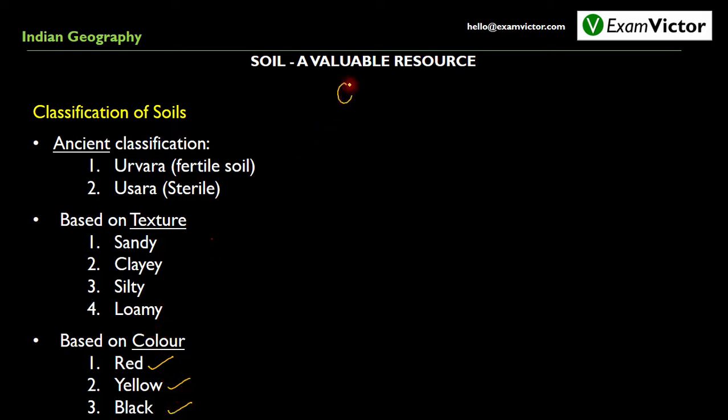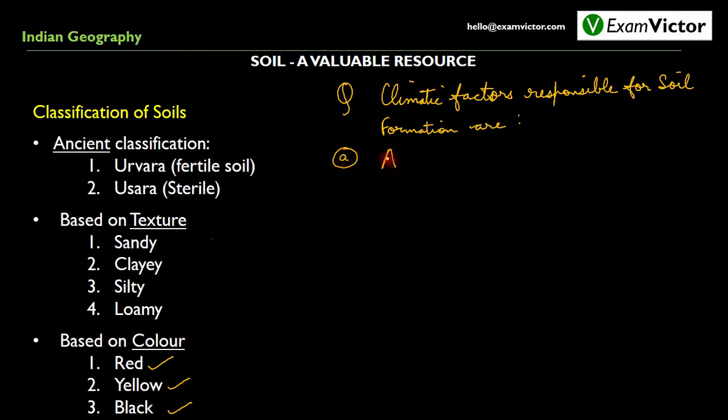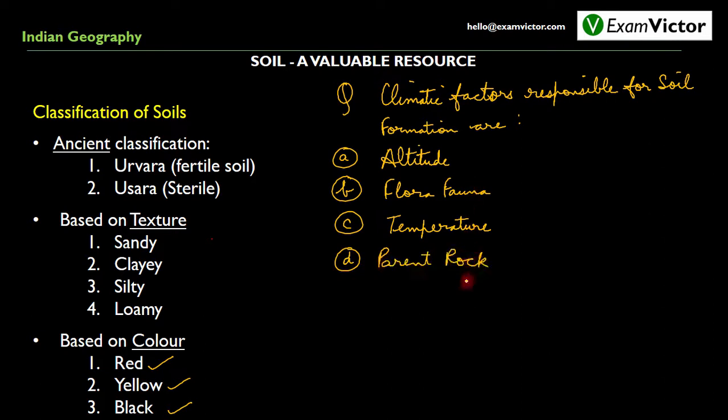Let us now discuss a few important questions which have been asked in our past papers. The climatic factors responsible for soil formation are: option A, altitude; B, flora, fauna; C, temperature; and D, nature of parent rock. We have already discussed that all these are the factors which are responsible for soil formation, like altitude and slope of a given place fall under topography, which is not a climatic factor. Flora, fauna, and the presence of microorganisms determine the rate of humus formation, which is also not a climatic factor. Option C, temperature, is a climatic factor. Along with temperature, rainfall is also a climatic factor. So option C would be the correct one.